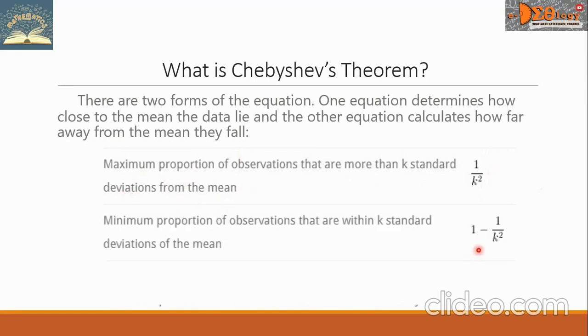The other formula is 1 minus 1 over k squared. This is the minimum proportion of observations that are within k standard deviations of the mean, where k equals the number of standard deviations in which you are interested. Take note here that k must be greater than 1.